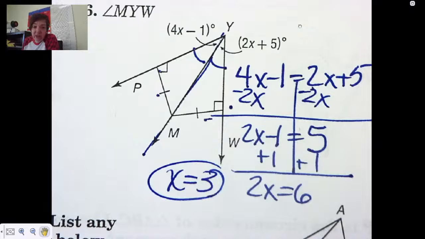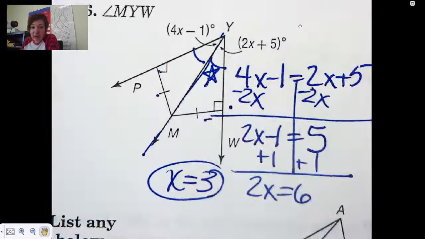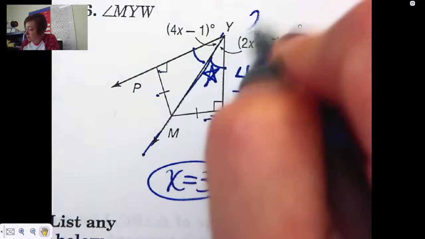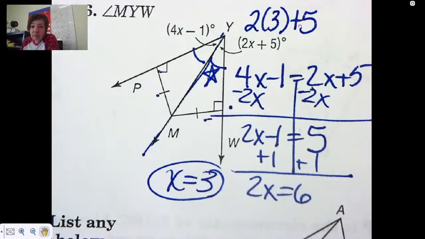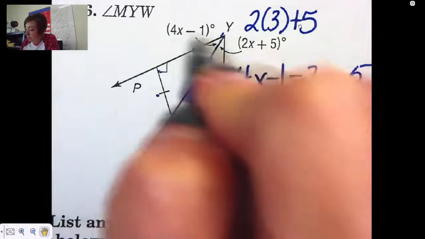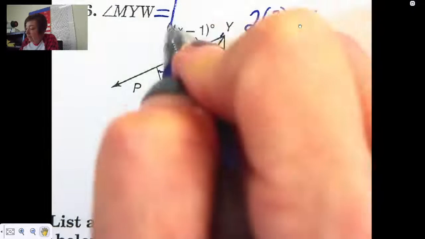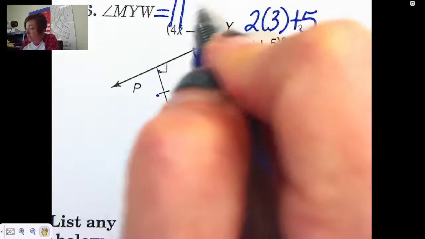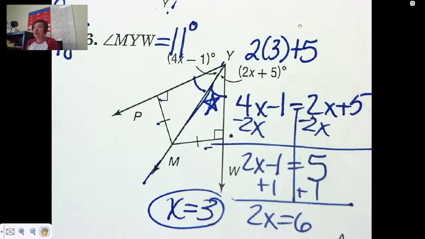No, because they asked us for MYW. So that's this angle. So to find it, what are we going to do? What does it wind up being? 11 degrees. Because this is an angle measure, right? So it does get the degree symbol because it is an angle. So you got to put that angle symbol on there.